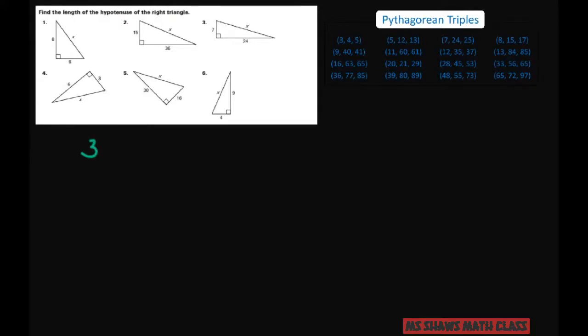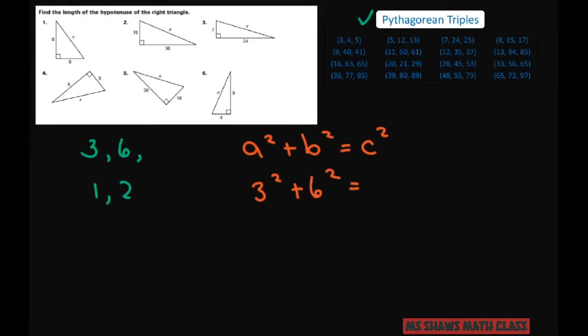Let's look at number 4, see if we can do that. We have 3, 6. And if you divide both of those by 3, you get 1 and 2. Well, we don't have a triple for that. So we are going to have to use the Pythagorean Theorem. a squared plus b squared equals c squared. So we get 3 squared plus 6 squared equals, let's call this x squared since we're solving for x. So this is 9 plus 36 equals x squared.